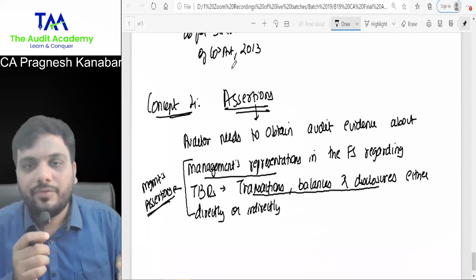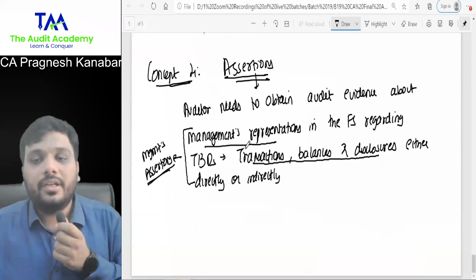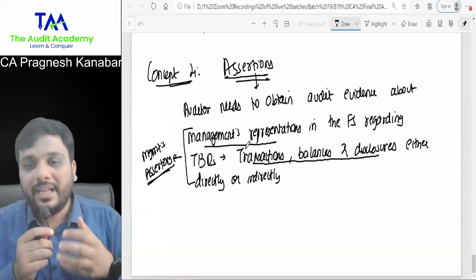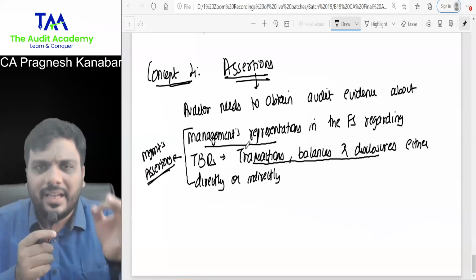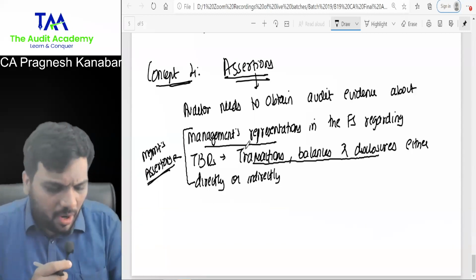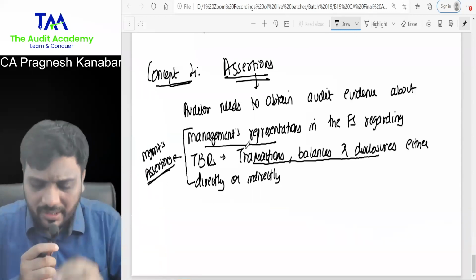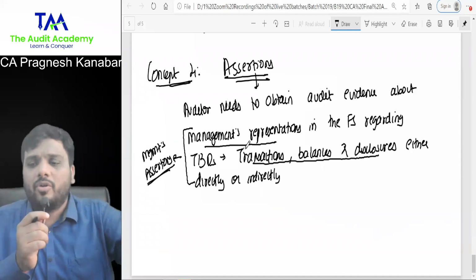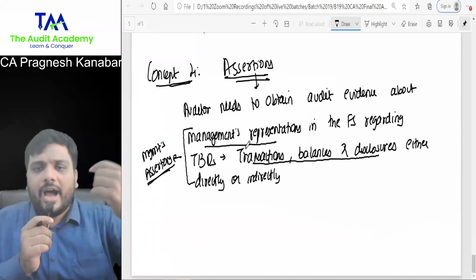And by the end of the concept, everyone will have to confirm whether they have understood or not. All right. So auditor needs to obtain audit evidence about management's representations in the financial statements regarding the TBDs, either directly or indirectly. Very simple. Whatever management is representing in the financial statement, whatever they are explaining about the transactions, balances, and disclosures, I am going to verify that.